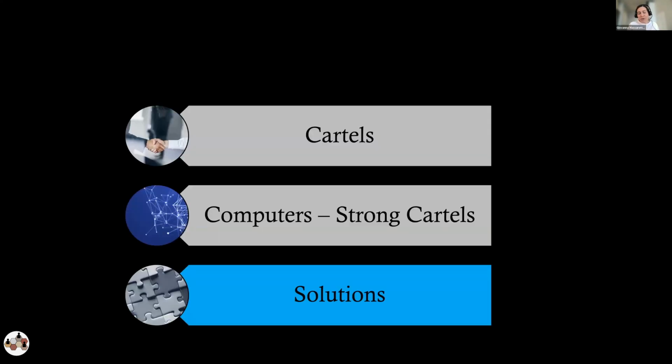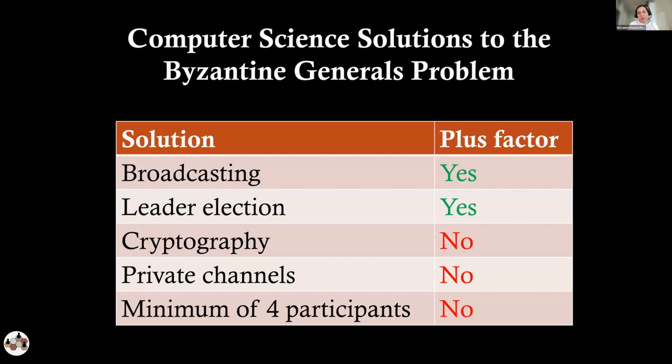Let's see the solution. Luckily, computer scientists found solutions to this problem. What I've done is to go through the Byzantine agreement protocols that govern computer networks and tolerate Byzantine nodes, so malicious nodes, to a degree of tolerance we will see, and extract from these protocols the mechanisms, the techniques that are used to tackle this problem.